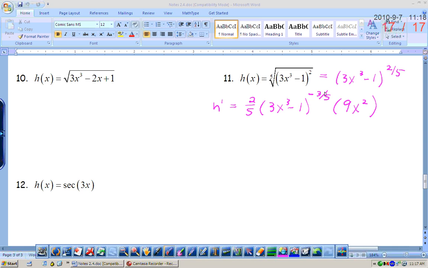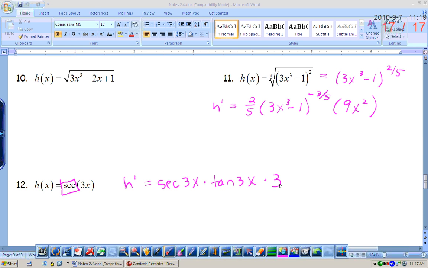Here, we were pretty much using the power rule. The big thing that we need to take the derivative of is the secant on number 12. So what's the derivative of secant? Secant x tan x. But if I take the derivative of secant 3x, I've got to keep the same argument. So it's the secant of 3x times the tan of 3x. And then I need to multiply by the derivative of what's inside that parenthesis, which is 3.